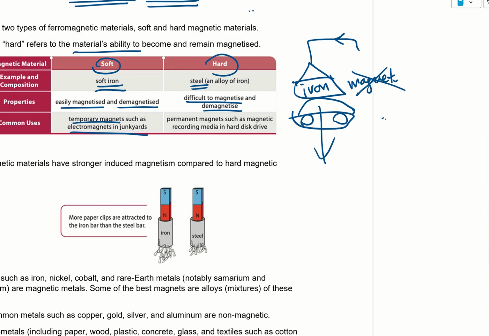But steel is hard to magnetize and hard to demagnetize. For example, your fridge door is made of hard magnetic materials. They can be used to make permanent magnets. Therefore, even when there's no current or no magnetic field around it, it will still remain a permanent magnet. So that's why you can open and close the door of the fridge.